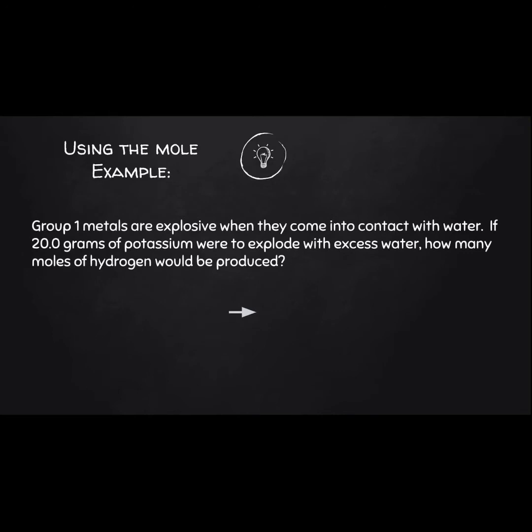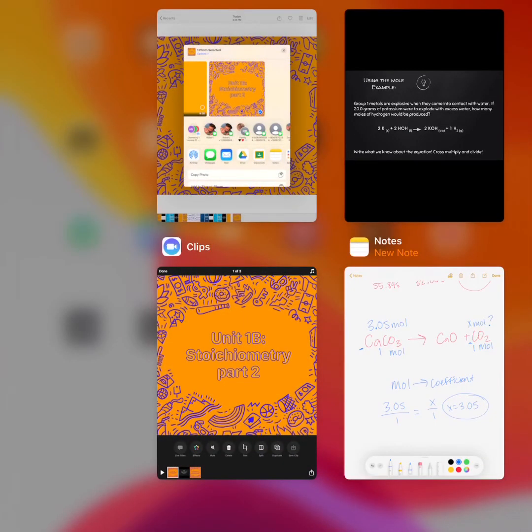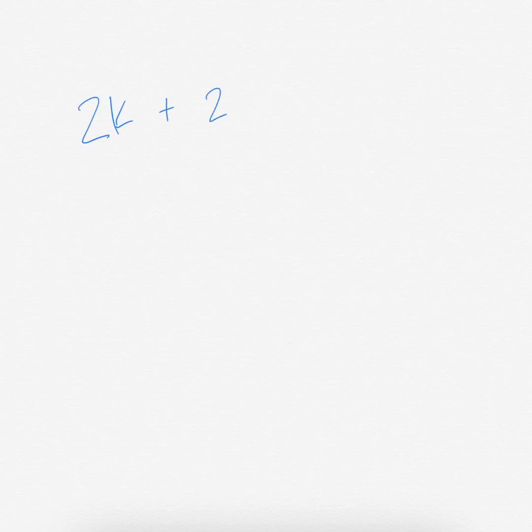Let's look at another example. Group 1 metals are explosive when they come into contact with water. If 20 grams of potassium were to explode with excess water, how many moles of hydrogen would be produced? So step 1, write out your equation. I already did that for you. Now I'm going to go back here and write that down. So I have 2K plus 2H2O.